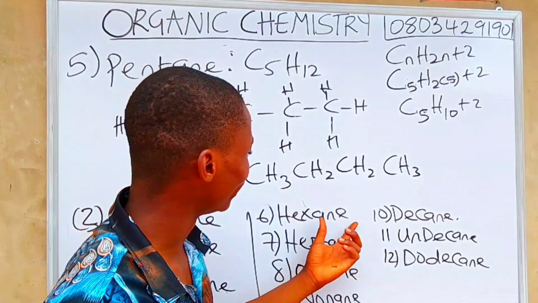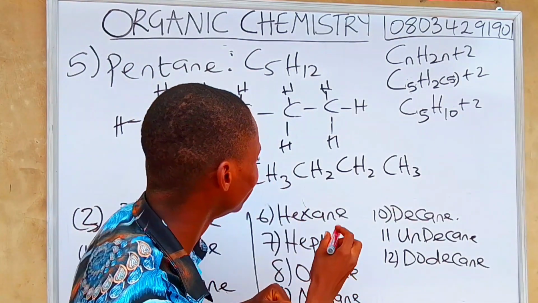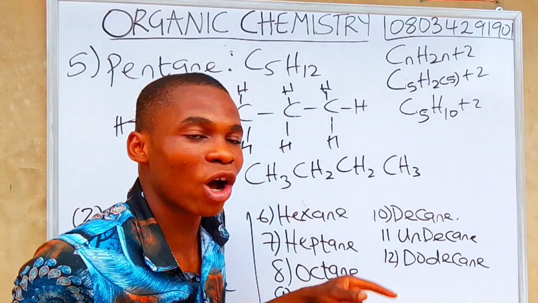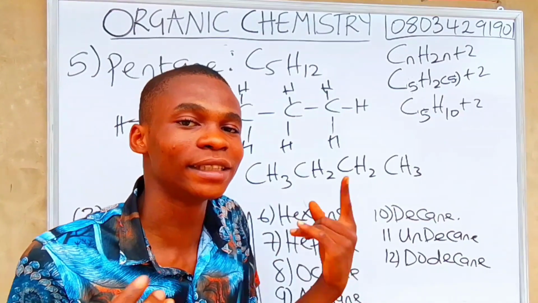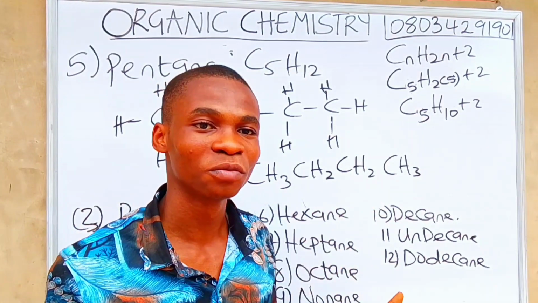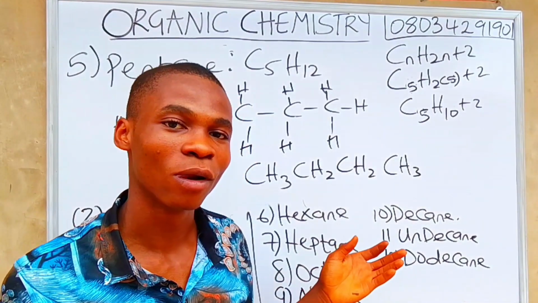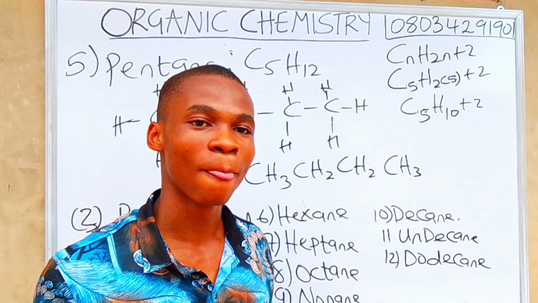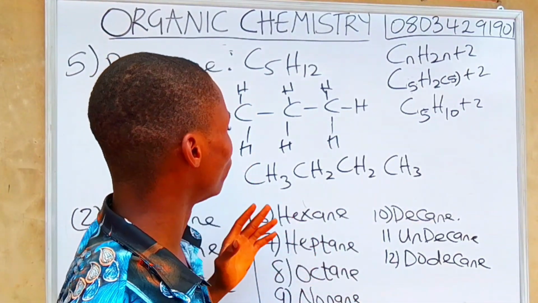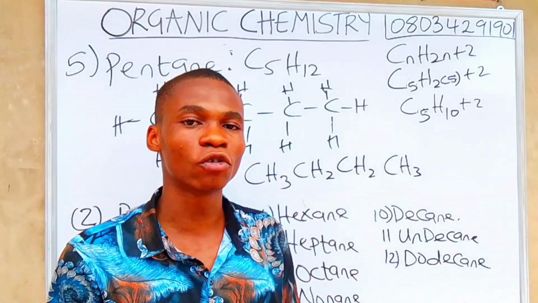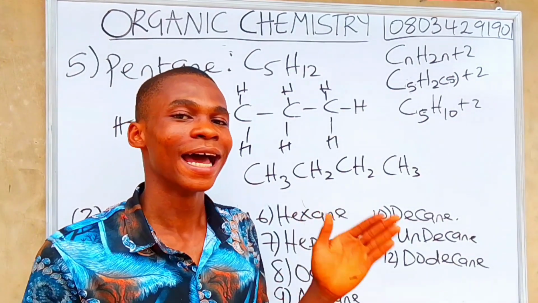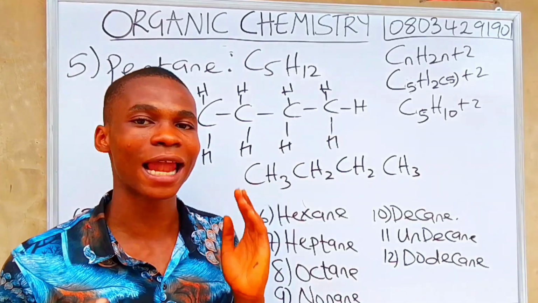And if you want to do the same for hexane, the only thing to include is CH2, because it is increasing with CH2, C1 and H2. Simple as A, B. It is organic chemistry, just too simple. So now, without wasting much time, let's move to the physical properties of alkane and the chemical properties of alkane.